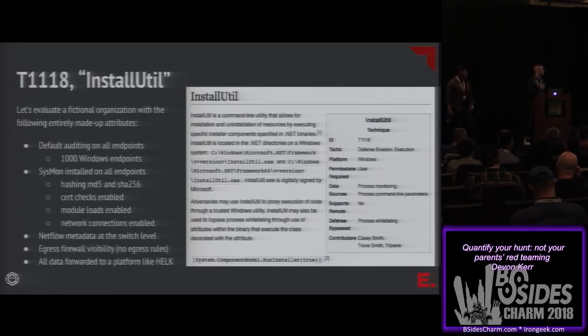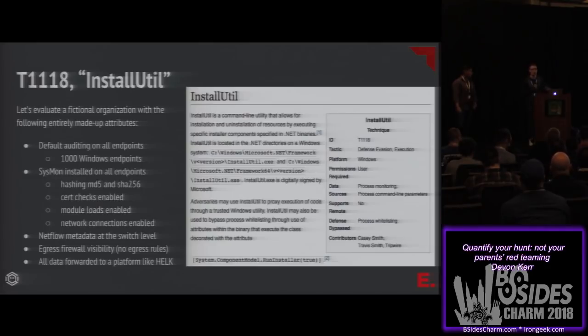Now, if we take one example, I'll pick on InstallUtil because it's a simple one and it's relatively easy to get our arms around. Let's just say that we've got a fictional organization with 1,000 Windows endpoints and nothing else. Flat network. Sysmon is going to give us hash information, cert information, process metadata, command lines, process use of network, just in case we care about that. And we can see that it only really references process monitoring and command line options as data sources. So Sysmon gives us that without any of these other configs, but we might want to use that metadata in a couple other ways. We also might have some NetFlow metadata at the switch level and some egress firewall visibility, just again, for completeness' sake.